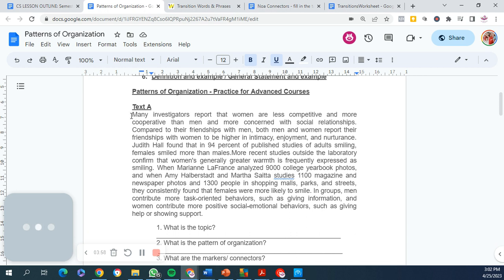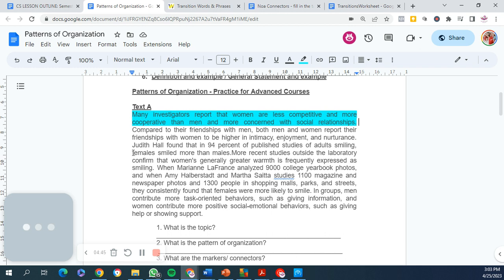Anyway, if we look here, we can see that the first sentence, we can say that it's very general and it's probably the main idea sentence. Okay? And we can check this, of course. We look at the rest of the paragraph, and if the rest of the paragraph supports this, so we're good. Okay? Compared to their friendships with men, both men and women report their friendships with women to be higher in intimacy, enjoyment, and nurturance. So this, of course, supports the first sentence.